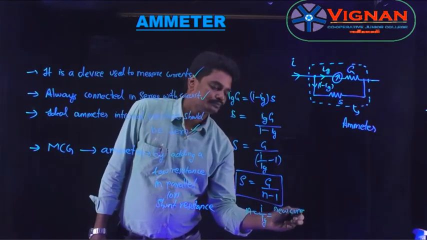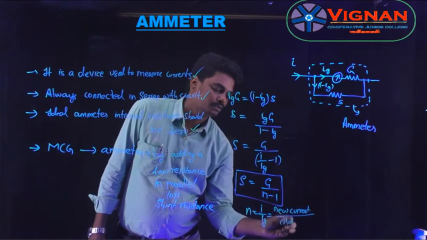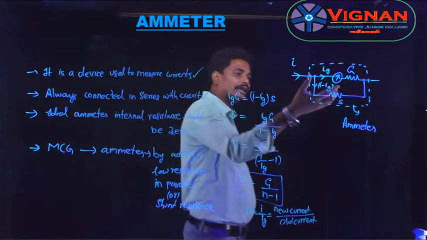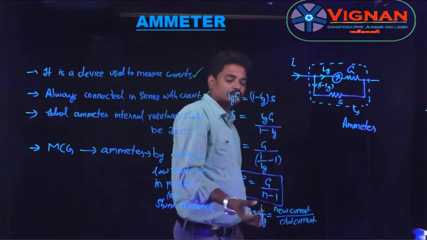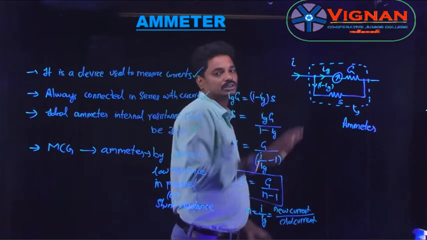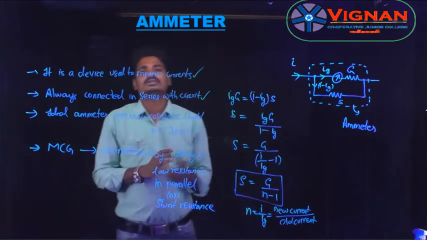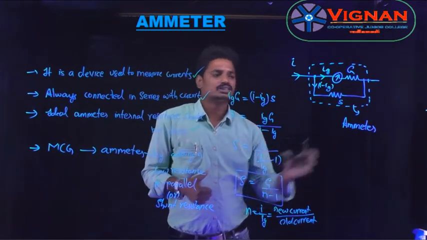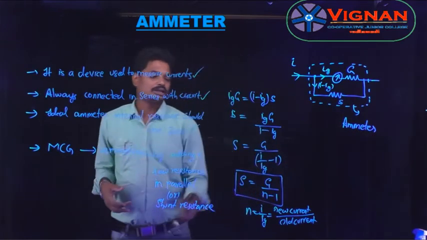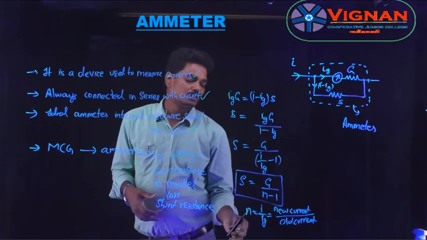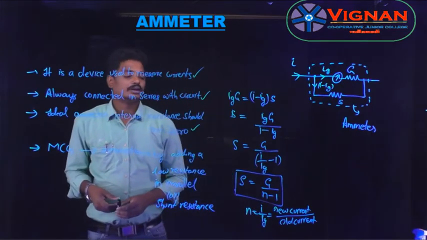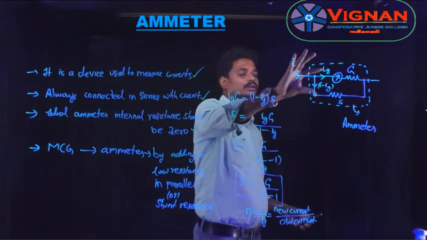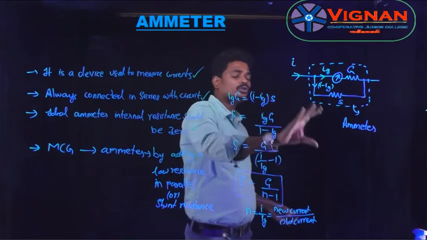New current divided by old current. What is the new current and the old current? The old current is the maximum current that a galvanometer can read, and the new current is the total current which is flowing. That means simply we are improving the range of the galvanometer to measure the current flowing in the circuit, which is nothing but an ammeter. So the shunt resistance to be connected is G by N minus 1, where N is I by Ig, that is new current by old current. So by connecting the shunt resistance in parallel with the galvanometer, we can convert the galvanometer to an ammeter.